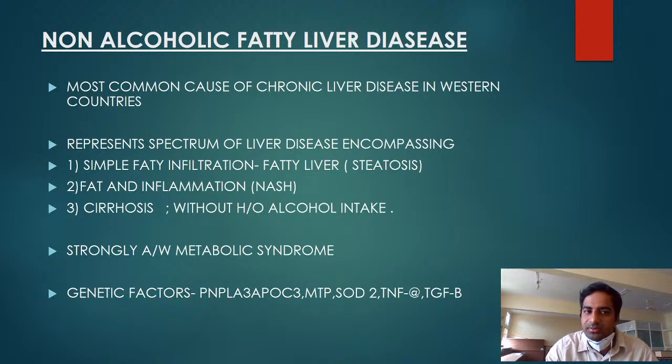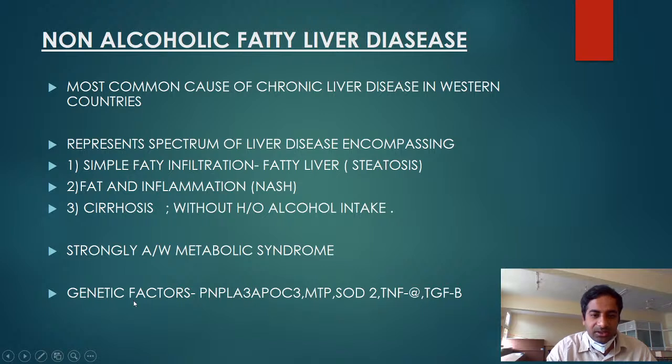mainly seen in Western countries more when compared to Asian countries. It represents a spectrum of liver disease encompassing three stages. Most simply, fatty liver disease, where you see steatosis, and fat with inflammation, which you call NASH, non-alcoholic steatohepatitis. Then cirrhosis, without any history of alcohol, which is very important. You have to rule out alcoholic liver disease, and it is strongly associated with metabolic syndrome. Metabolic syndrome is nothing but hypertriglyceridemia, hypertension, diabetes, and obesity. Okay, so that's metabolic syndrome.